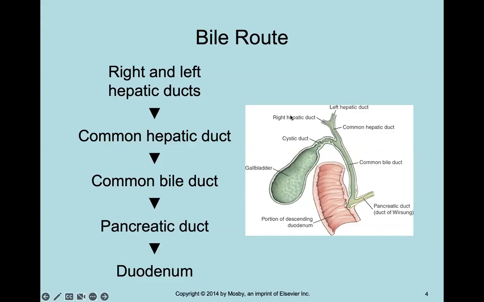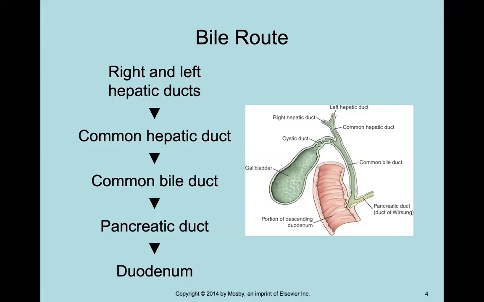It starts with the right and left hepatic ducts into the common hepatic duct, then the common bile duct. Right, left hepatic, common bile duct. Then the common hepatic duct bifurcates and goes into the cystic duct into the gallbladder. And the common bile duct is going to empty, along with the pancreatic duct, into the duodenum. The duodenum is the first portion of the small intestine.